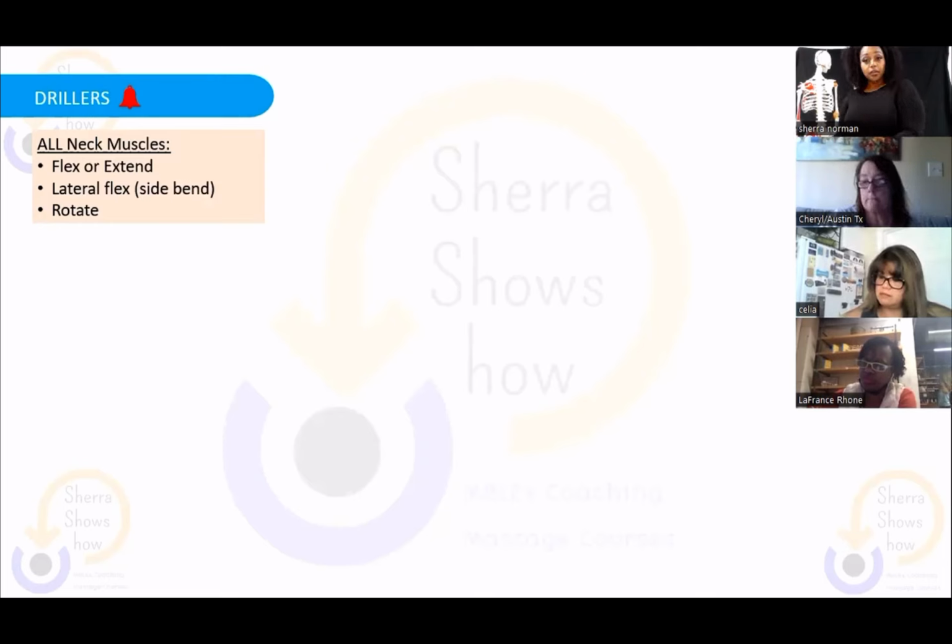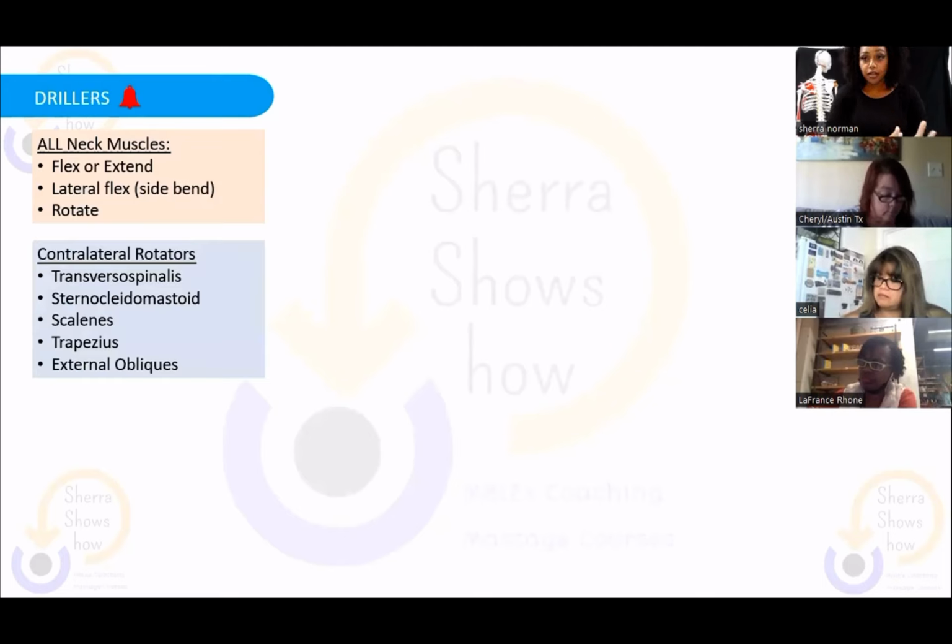You have ipsilateral rotation and contralateral rotation. Ipsilateral rotators turn to the same side. So your right side is going to turn you to the right. Your left side is going to turn you to the left. But then we have contralateral rotators, which means your right side turns you to the left, your left side turns you to the right. Those have their own driller section because those are the ones that have an extra layer of thought for you. So those are the ones I like to drill.